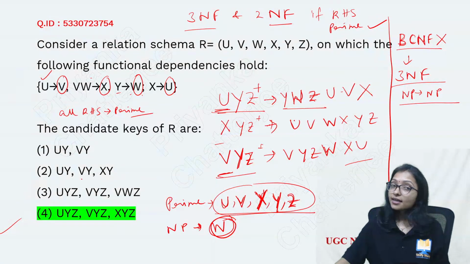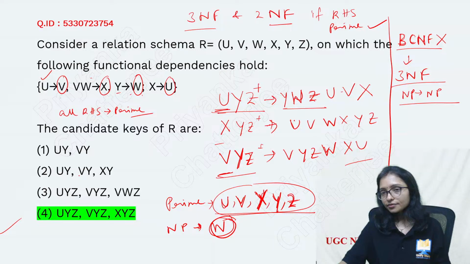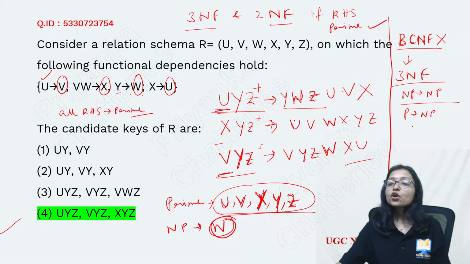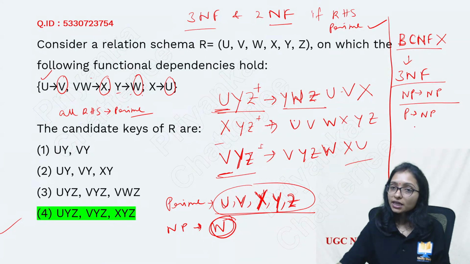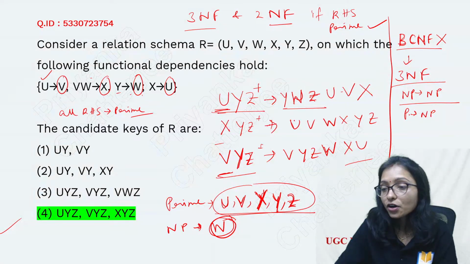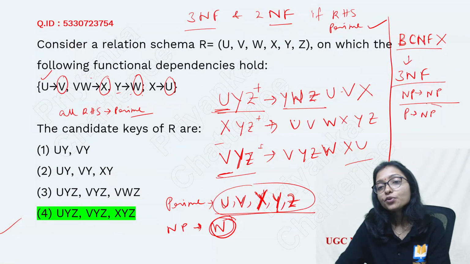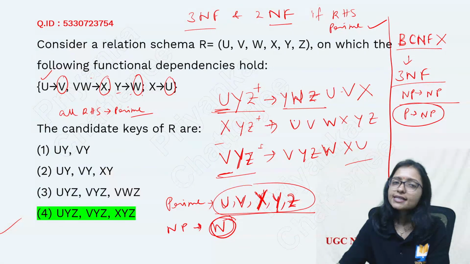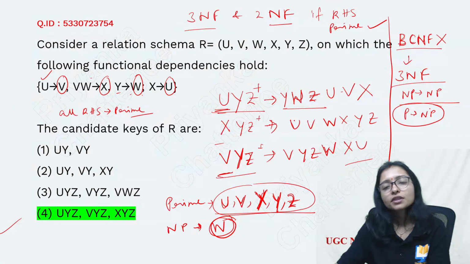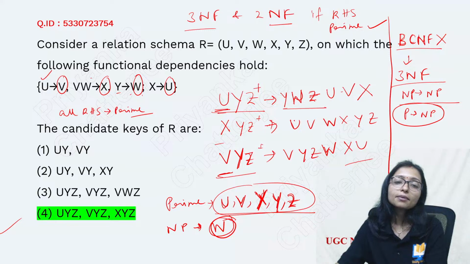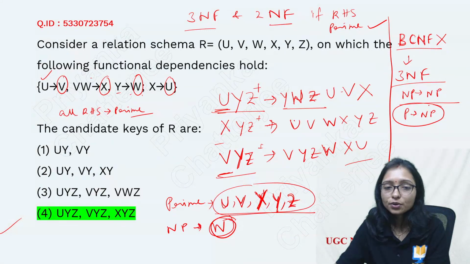All right, the right hand side is prime here. Now for 3NF, not only this, I have to check prime to non-prime also, because for 2NF I have to check it. Is this in 2NF or 3NF? For both, one thing I have to check: is any part of a candidate key determining any non-prime attribute?